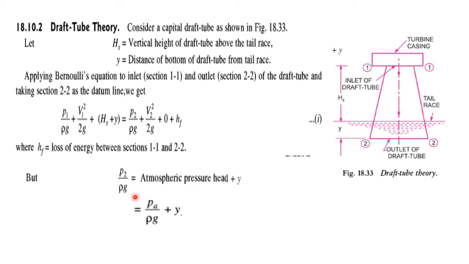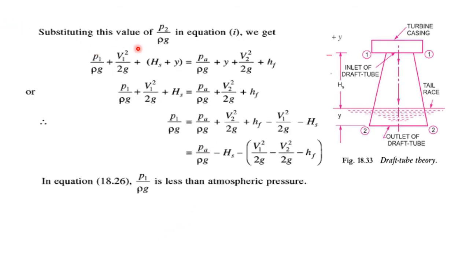So P2 upon rho g is equal to the atmospheric pressure head plus Y. What pressure will act at this section? That is atmospheric pressure plus the pressure due to this head Y. So we can replace it with PA upon rho g plus Y. Putting the value of P2 upon rho g in the equation, we get P1 upon rho g plus V1 square upon 2g plus HS plus Y equals PA upon rho g plus Y plus V2 square upon 2g plus HF.